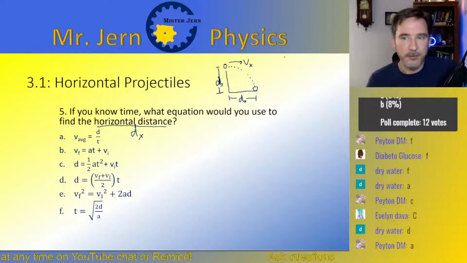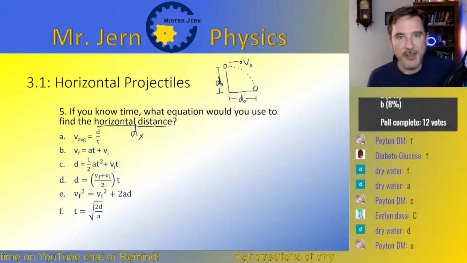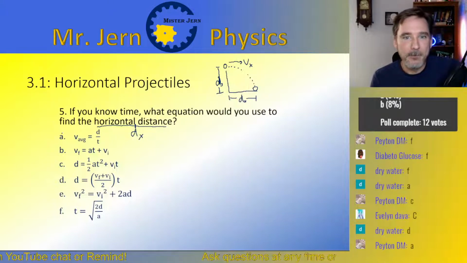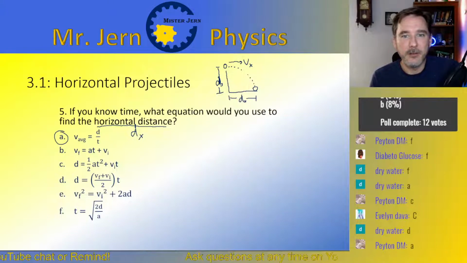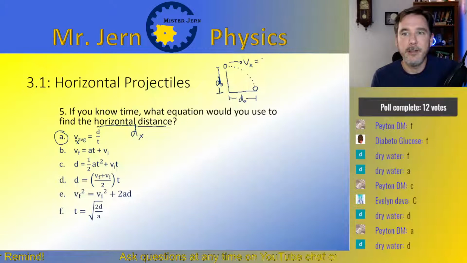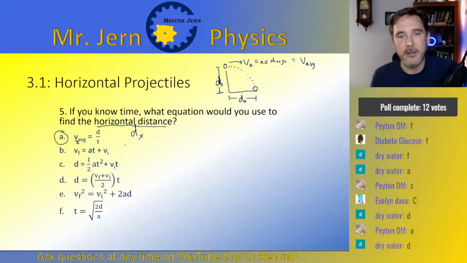All right, the answer is, the person calling themselves Peyton, which I probably will assume is the Peyton I know, says A. And that is actually the correct answer because the V average is the Vx because it doesn't change. Whatever the V is at the top, that doesn't change. No change. So that means Vx at the top is the V average. Whatever it is at the beginning, it's going to be the speed the whole time. So V average doesn't change.